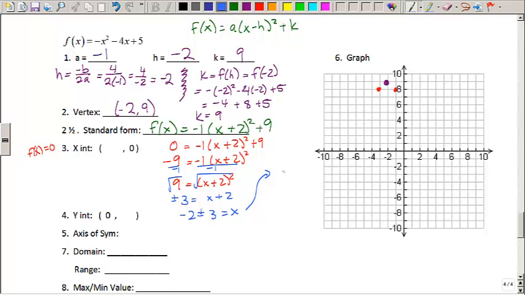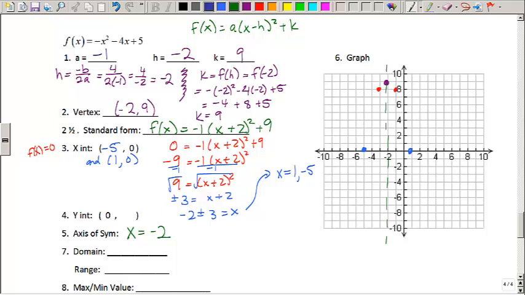Negative 2 plus 3 is 1. Negative 2 minus 3 is negative 5. So these are my two x-intercepts. Negative 5, 0 and positive 1, 0. So we have negative 5, 0 and positive 1, 0, which looks like it's lining up just nicely, especially using my axis of symmetry here at x equals negative 2.